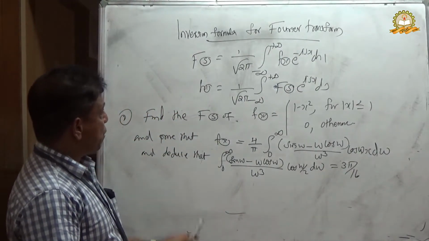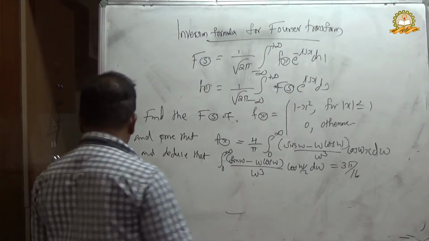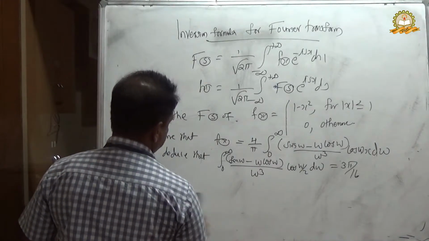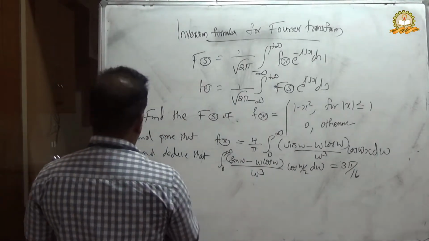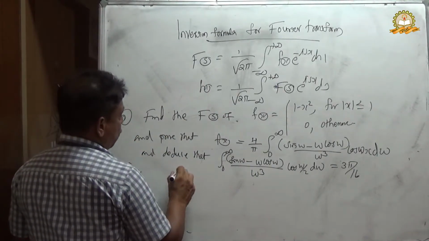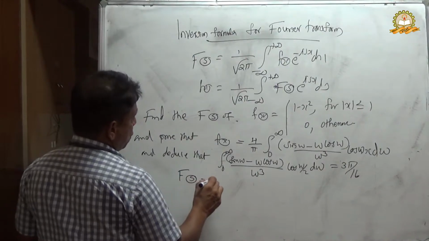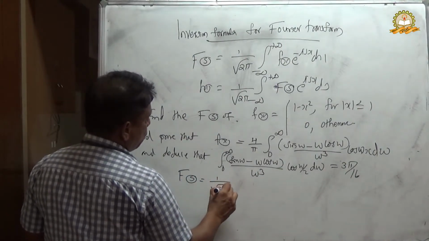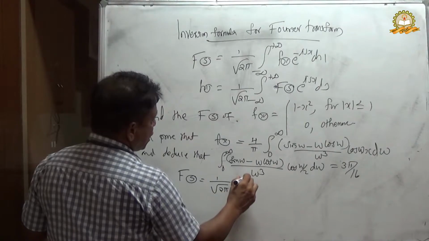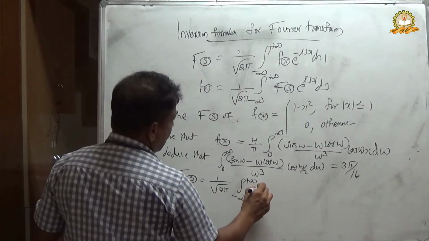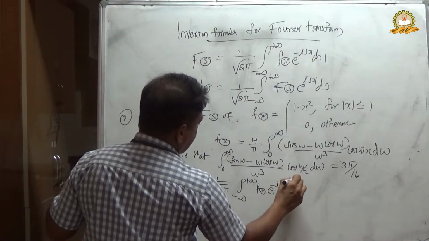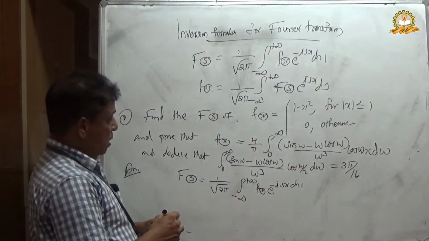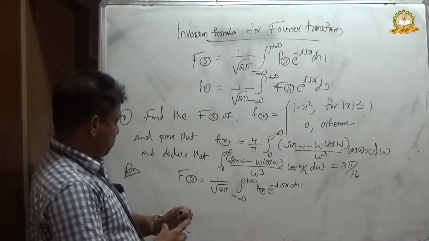In this case, first we find the Fourier transform. First we write the formula. F of s is equal to 1 by root of 2 pi times the integral from minus infinity to plus infinity of f of x e raised to minus isx dx. This is the formula for the Fourier transform.